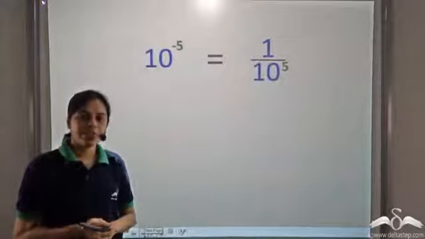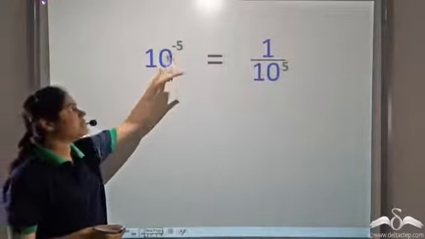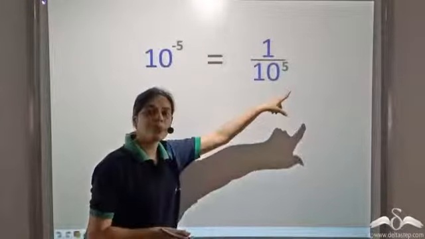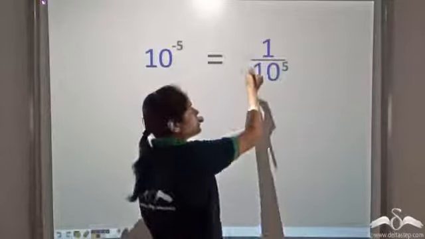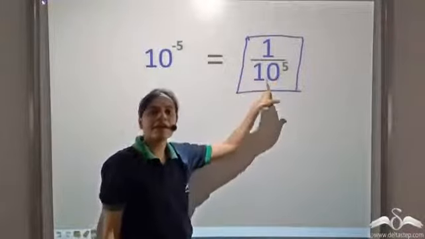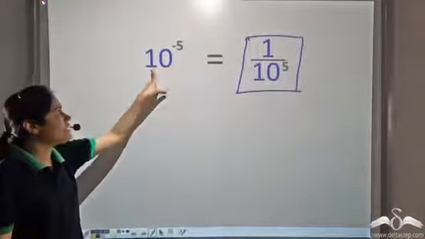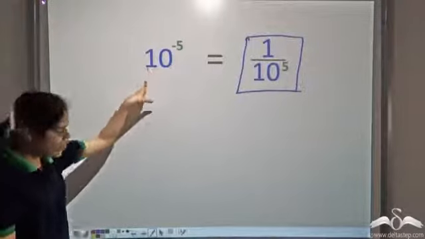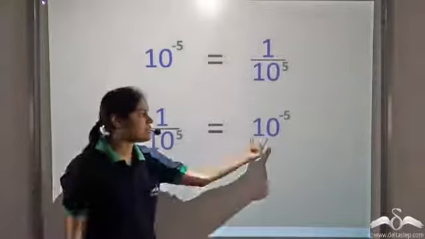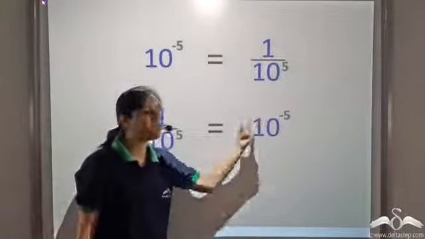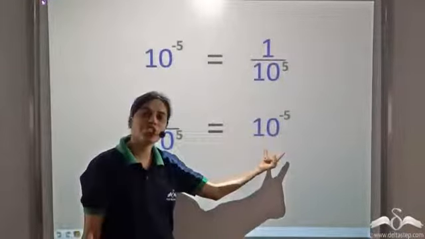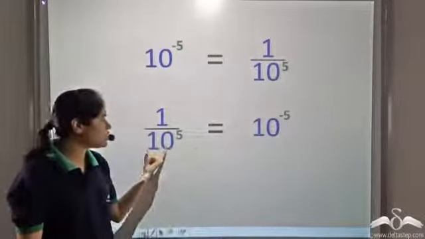So this is what we have learned. If we have 10 raised to negative 5, we can write it as 1 divided by 10 to the power 5. If we have this, that is, if we have 1 divided by 10 to the power 5, we can write it in this manner. So if we have 1 divided by an exponential number, we can write it in this manner by changing the sign of the exponent. So we can take this to the numerator and change the sign of the exponent. So this is what we have done.